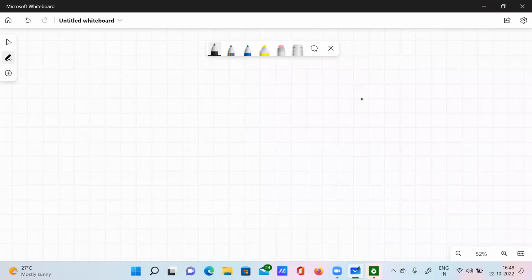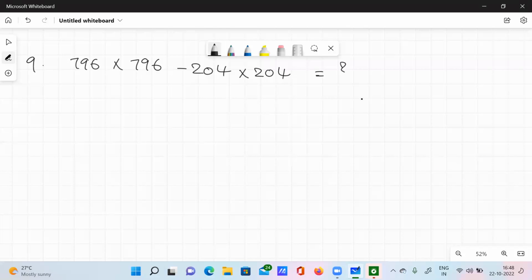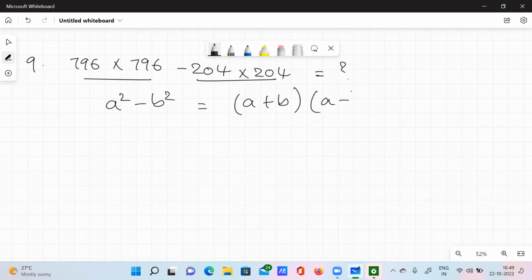Now the 9th problem is 796 into 796 minus 204 into 204 is equal to how much? See here, this is the a square minus b square formula. So what's the formula here? a square minus b square is (a plus b) into (a minus b). So every single problem is actually based on these kinds of formulas here. So you need to focus here.